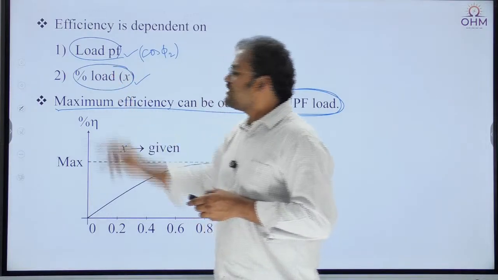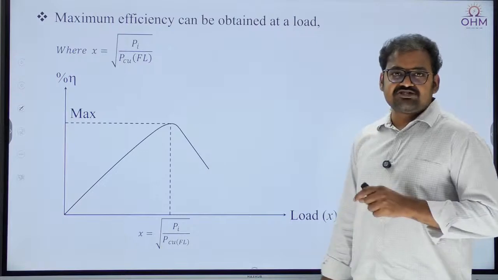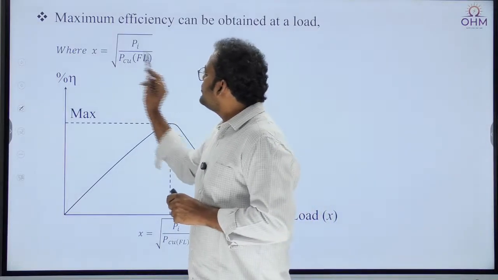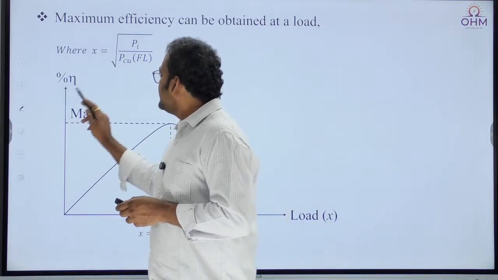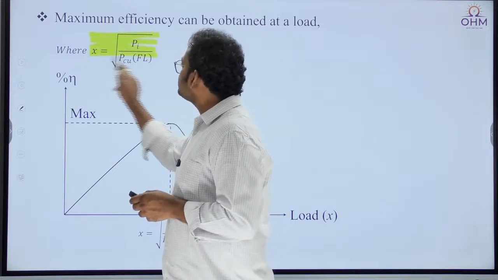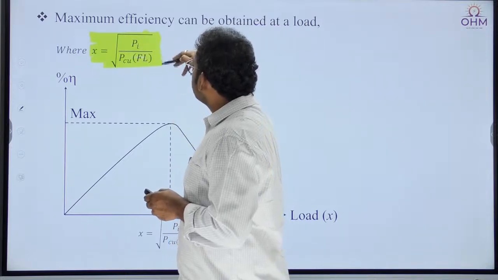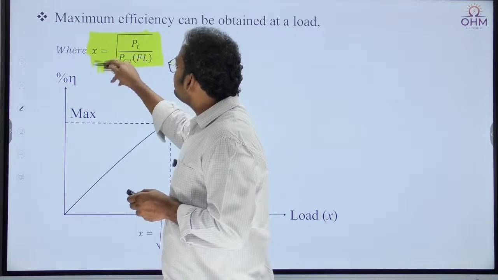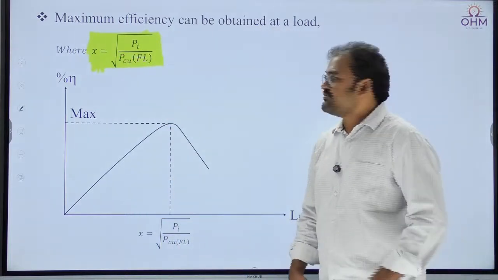What about with respect to load? So with respect to load, maximum efficiency can be obtained at a load where X is equal to square root of iron loss by full load copper loss. This is the most important formula from the entire efficiency topic. Okay, what is X here? X is the load where efficiency is a maximum value. The load where efficiency is maximum value.